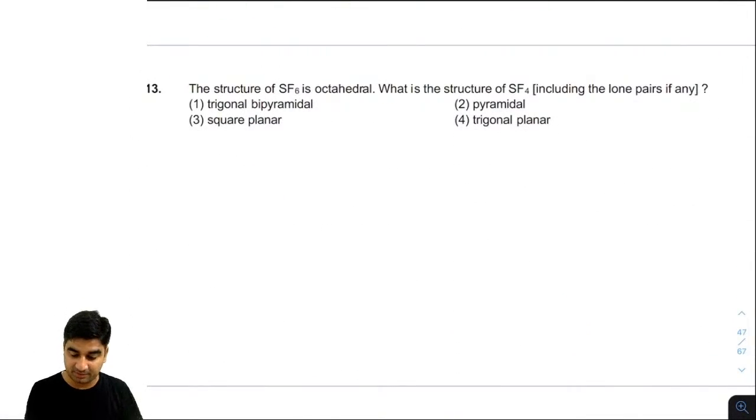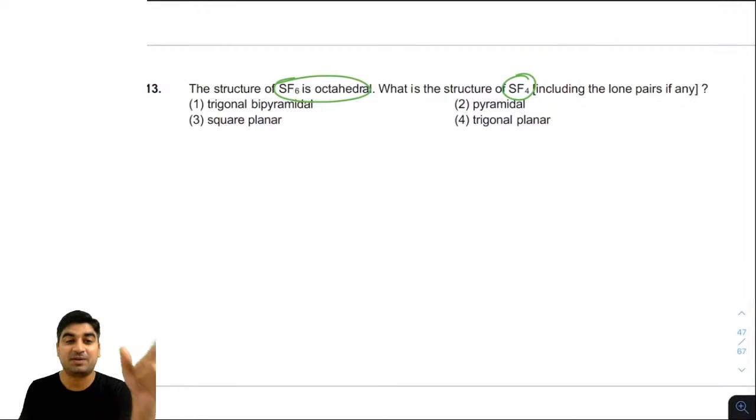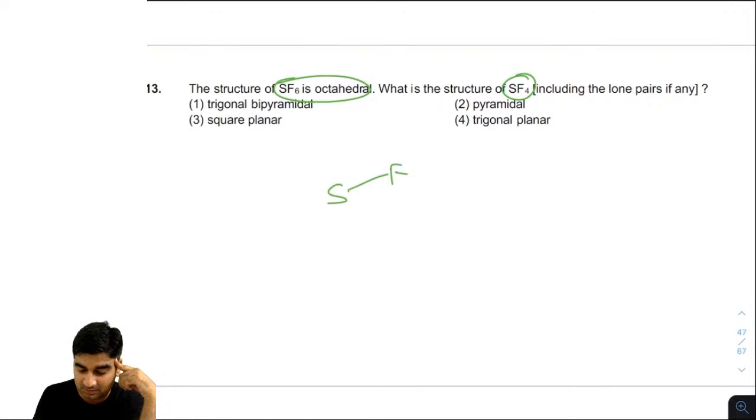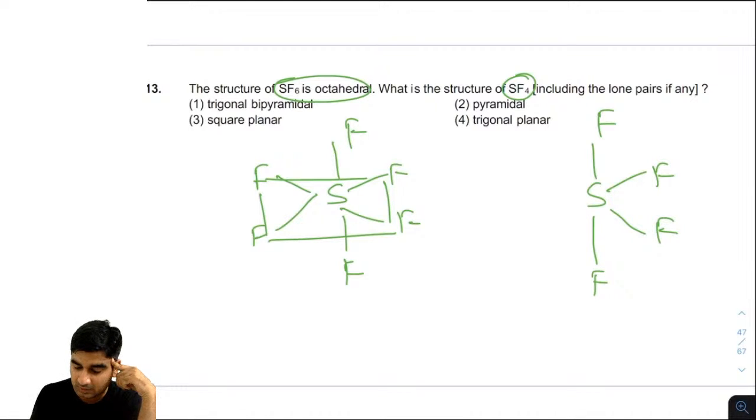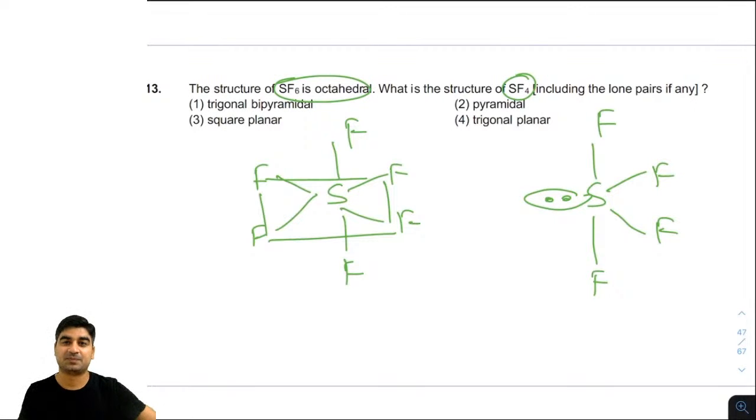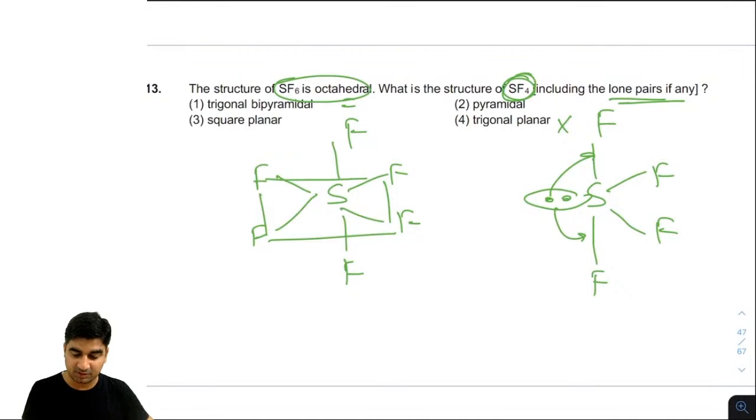The structure of SF6 is octahedral. What is the structure of SF4? In the previous paper it was asked, like seesaw. So SF6, this is F, this is octahedral. Now what about SF4? Here we have a lone pair, so it would be seesaw. What is the structure of SF4, including the lone pair if any? There would be repulsion here. It cannot be planar.